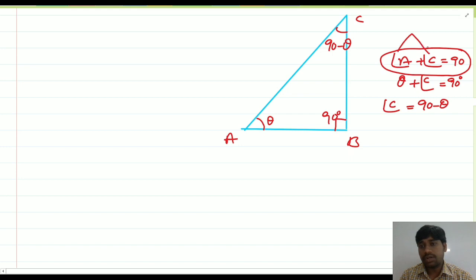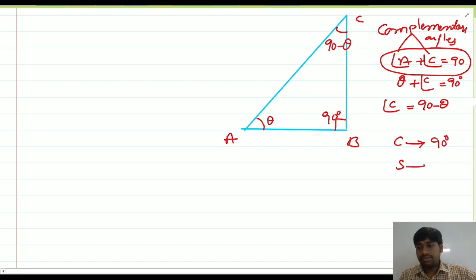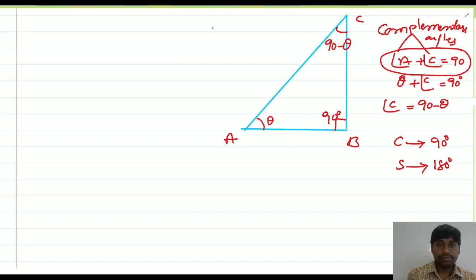Then A and C are called complementary angles. Some students get confused between supplementary and complementary. In ABCD, C comes first, so remember it as 90. S comes later, so remember it as 180. This trick will also help you. Now, let us see the complementary trigonometric ratios. How will we write them from this triangle?